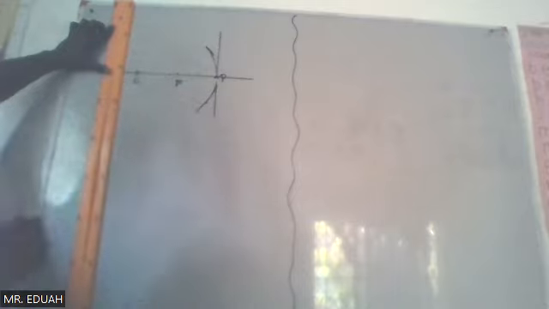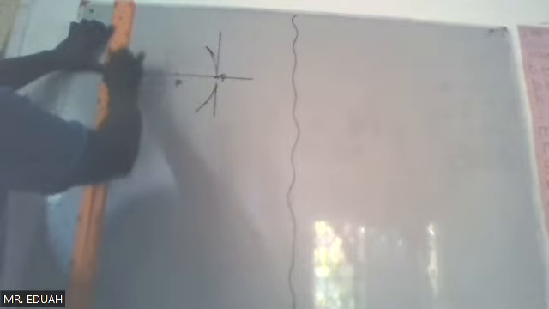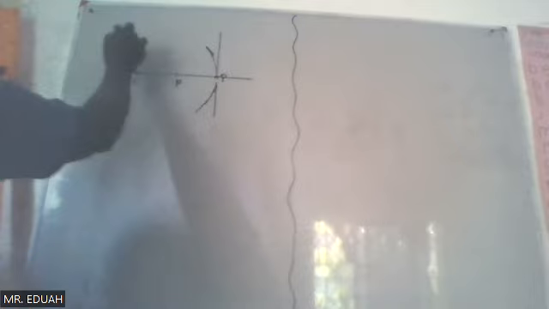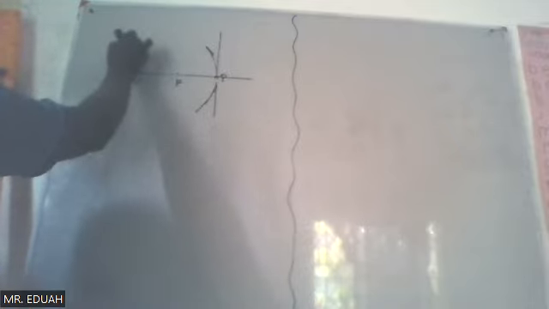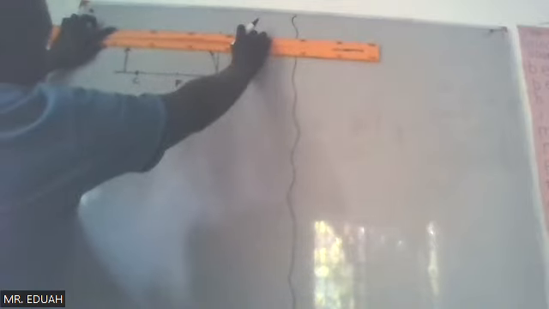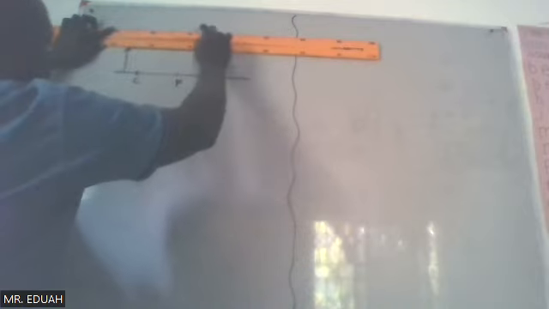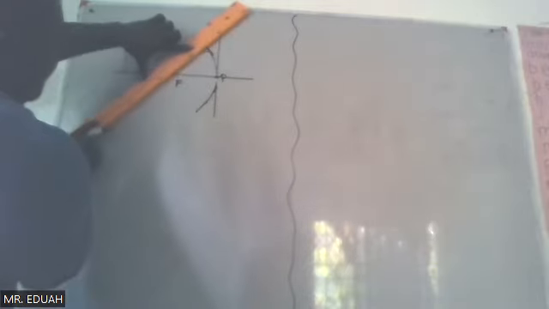Now, when I place the object behind C, or between infinity and C, I must get a diminished image formed in between C and F. So the rules: a ray of light parallel to the principal axis, after reflection, passes through F.